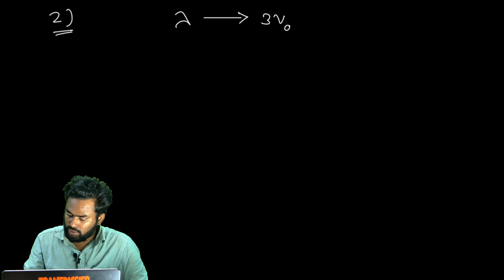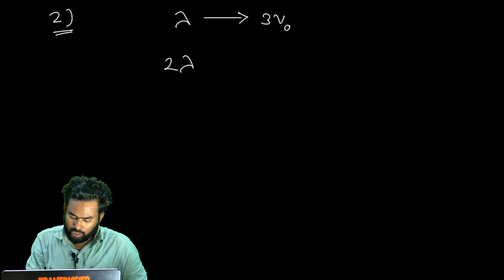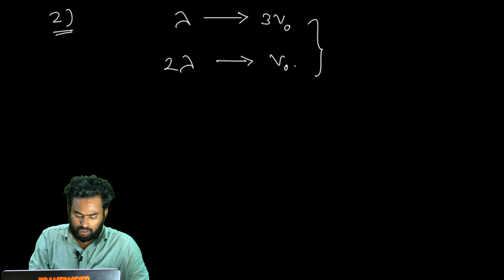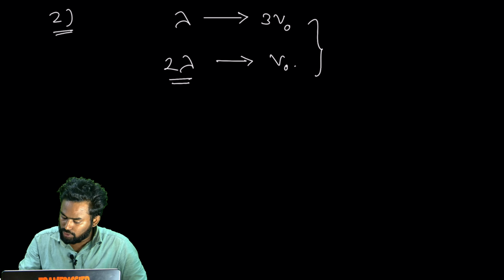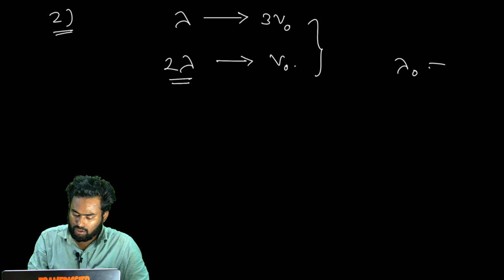Question number 2. When you are using wavelength lambda, the stopping potential is 3V0. The same surface illuminated with 2 lambda, the stopping potential is V0. When you are using double the wavelength, stopping potential is V0. What is the threshold wavelength? So what is the lambda naught?